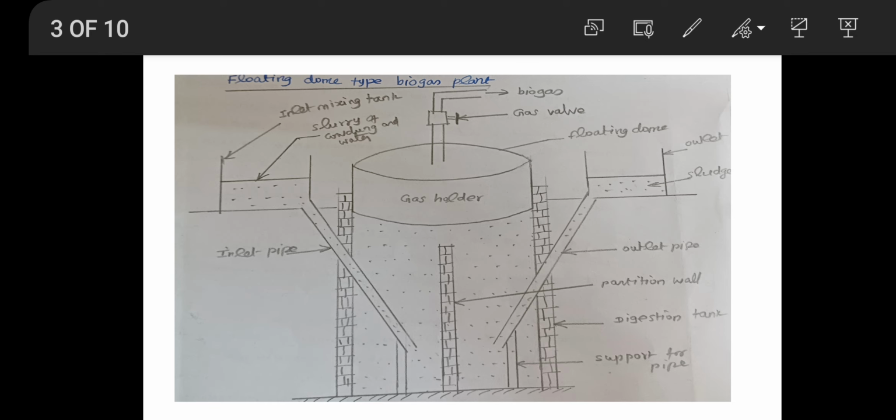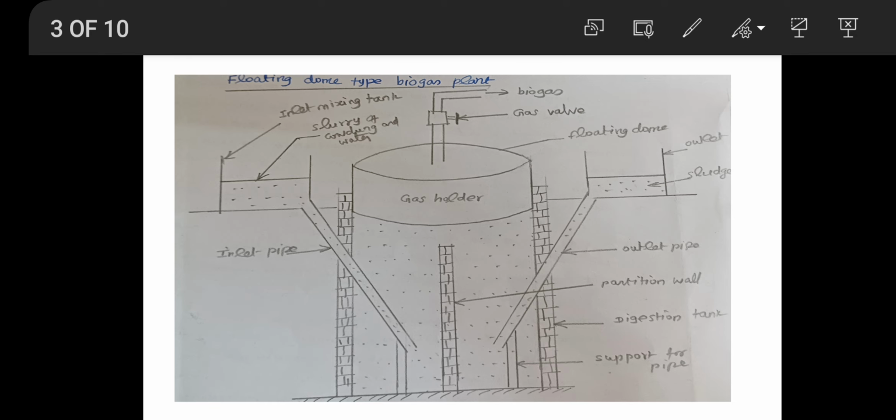The inlet tank is also called the inlet mixing tank. In the inlet mixing tank, cow dung and water slurry is prepared, and it is fed into the digester. Since this is a floating drum, the gas holder is called a floating drum or floating dome. So it is called the floating dome type biogas plant.